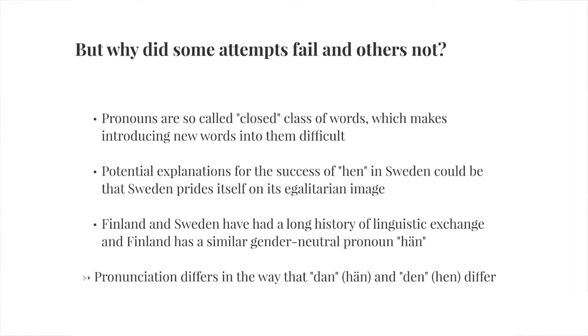So why did some attempts fail and others didn't? Linguists call pronouns closed class words, so you can't really introduce new words into that word class. And the reason why in Sweden it might have been a success is because Sweden prides itself on being egalitarian, and Sweden has a big population of Finnish people and has always had that more or less. And in Finland you have a neutral pronoun called hän, which is very similar in its pronunciation to hen. And the fact that Swedes have always been around this pronoun might have made them more susceptible to accept this new gender-neutral pronoun. But because not all languages have these advantages that Sweden has, we need a more general approach that fits everybody, and that's where I come in.